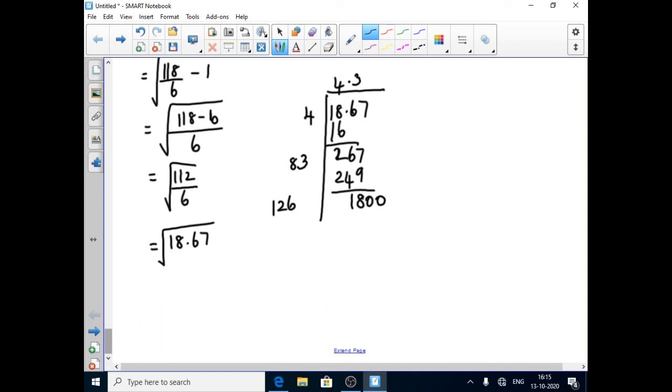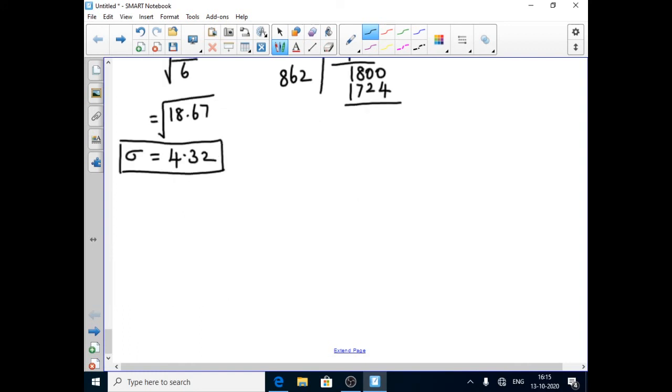86. Near 86, you have to write the number. It means here 18 is coming. So multiply by 2. 2 2s are 4, 6 2s are 12, remainder 1. After the decimal place, we are getting the value 2. So this can be written as 4.32. Therefore standard deviation sigma is equal to this.